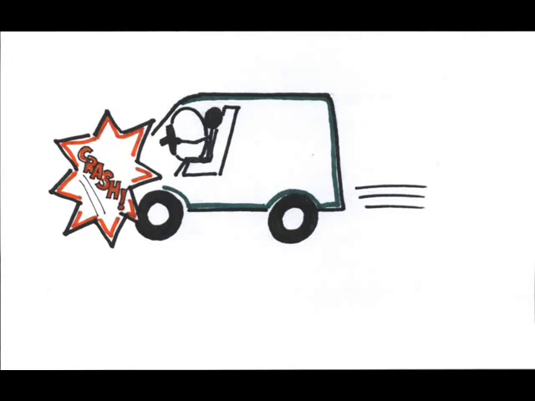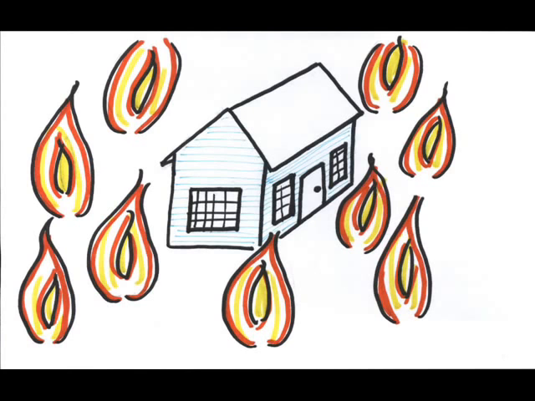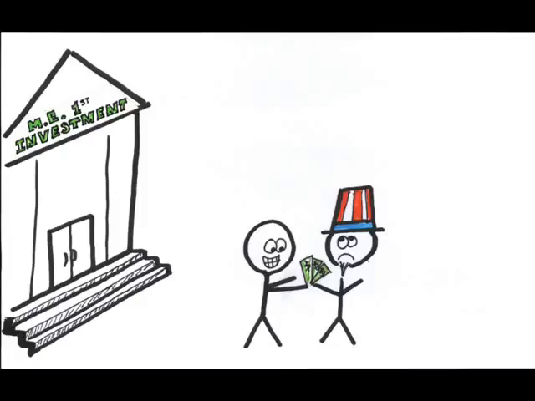Other examples of moral hazard would be having homeowner's insurance on a home that you're building in a flood-prone or fire-prone area, or even being a large financial institution if you know that you can get a government bailout.